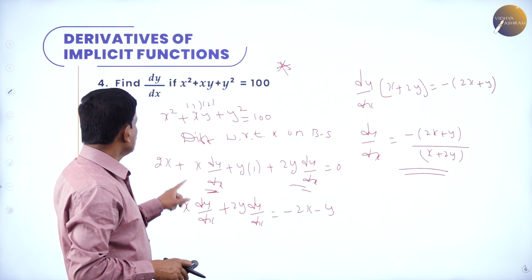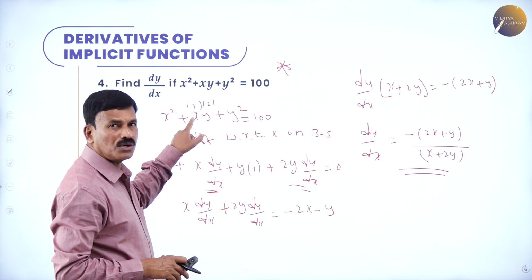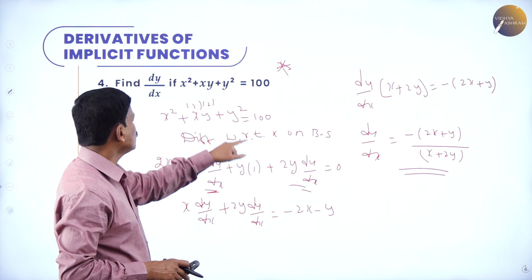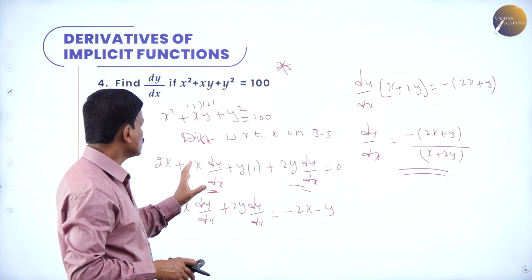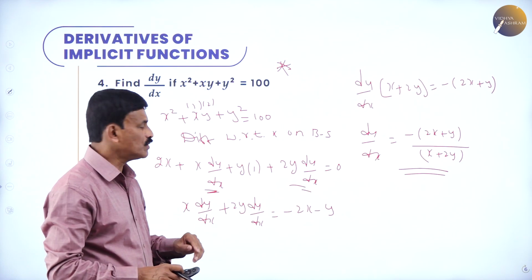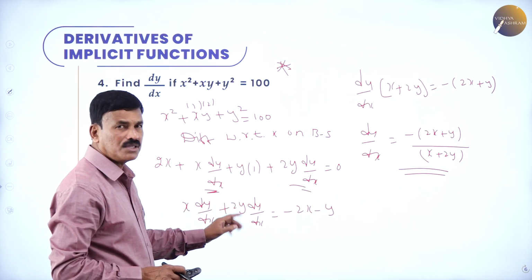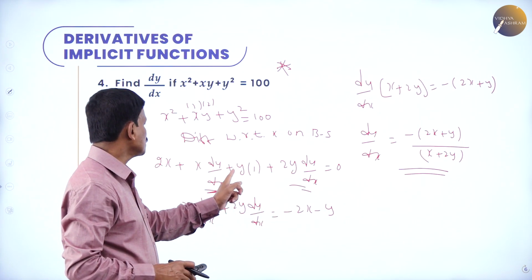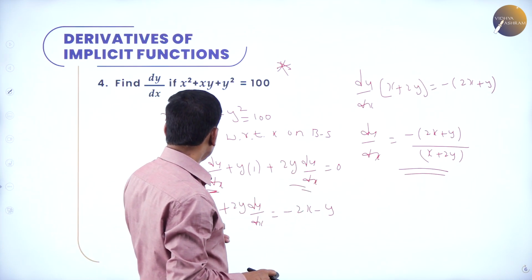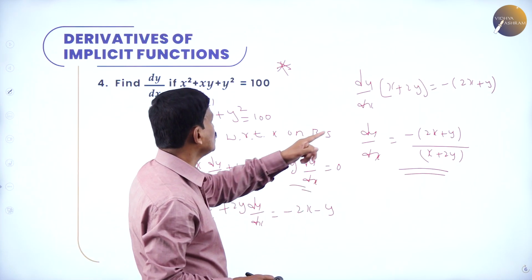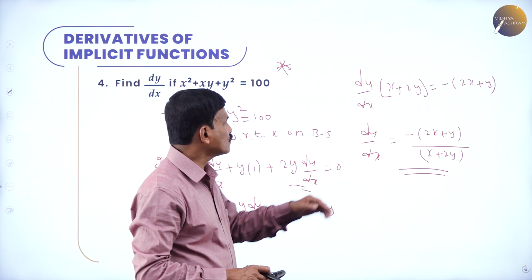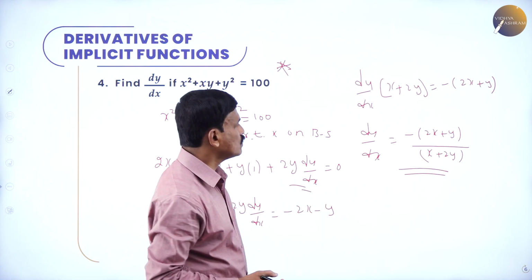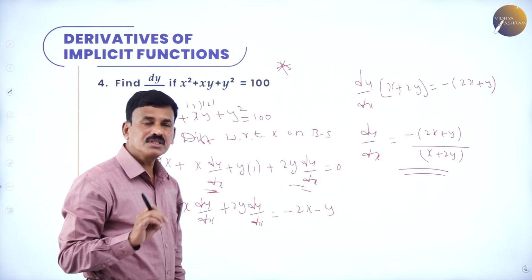See, differentiation of x square is 2x, this is product rule, x into derivative of y is dy by dx plus y into derivative of x is 1. Again, derivative of y square is 2y dy by dx. Now, just group the terms which contain dy by dx, x dy by dx plus 2y dy by dx on one side and transfer the remaining terms on the right hand side. Plus 2x becomes minus 2x and plus y becomes minus y. So, here dy by dx common factor, you will get x plus 2y is equal to minus of 2x plus y, so dy by dx is equal to minus of 2x plus y divided by x plus 2y. That's it. Hope you followed. Now, move on to the next problem.